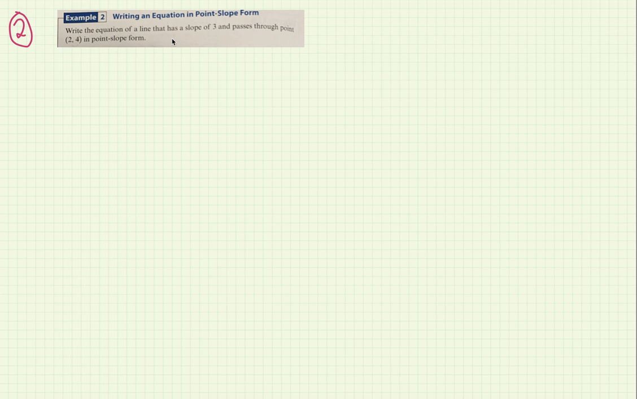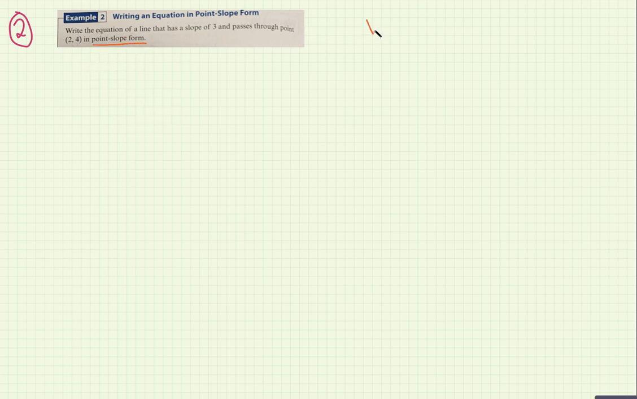But let's get right to business here. That's what you came for. How do we do these types of problems? We just practically did this problem on the other page. If we need to write the equation of a line with slope of 3 that passes through the point (2, 4), notice they want it in point-slope form.